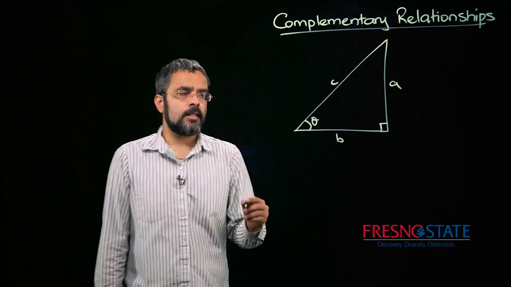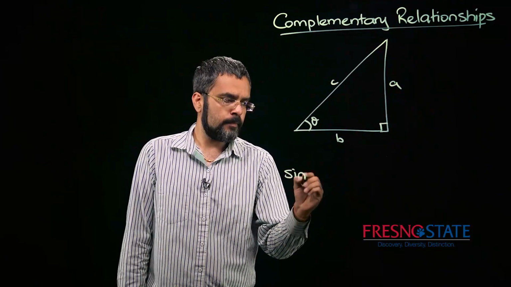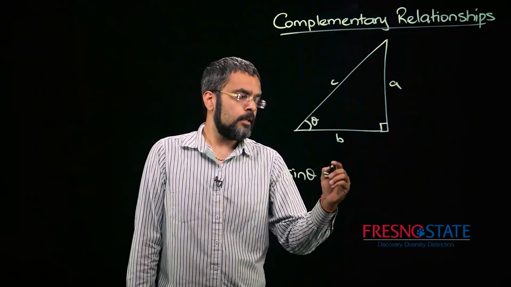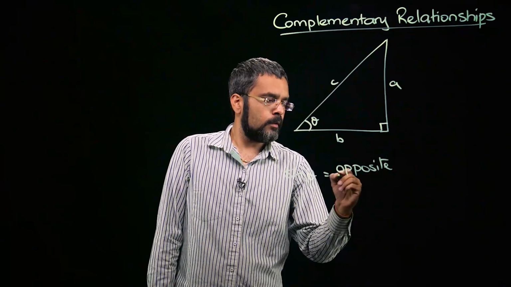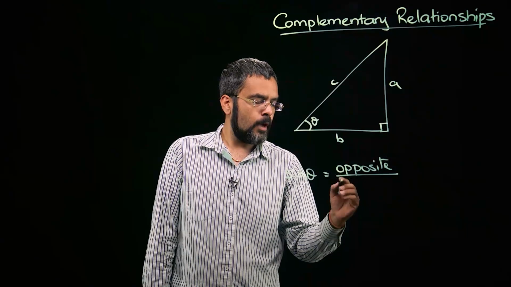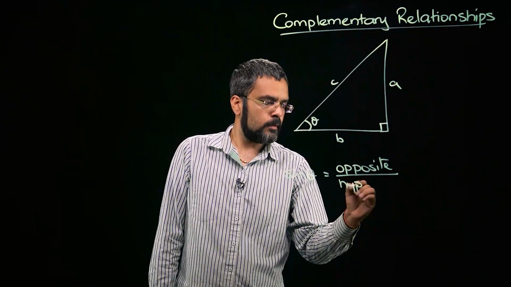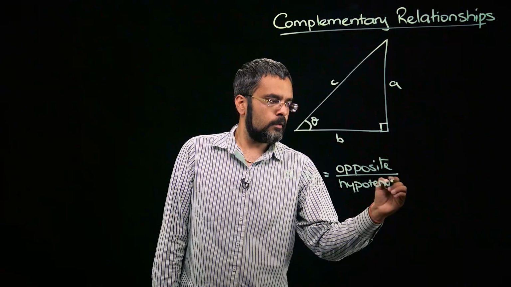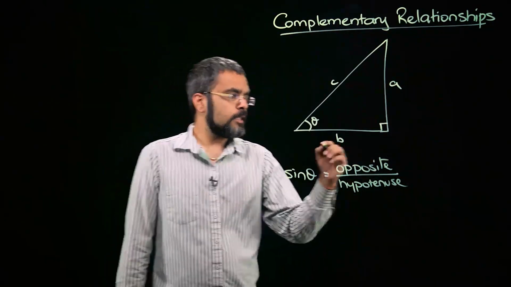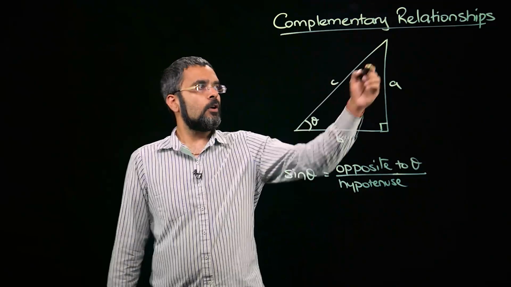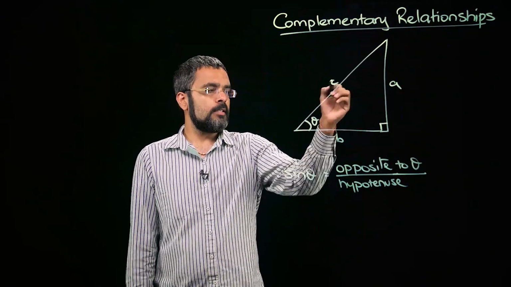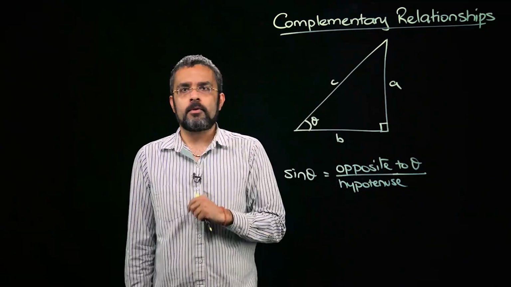What do we know? We know that sine theta is opposite over hypotenuse, right? So this is the side opposite to theta. So that's going to be A over C, and A is your side opposite to theta.